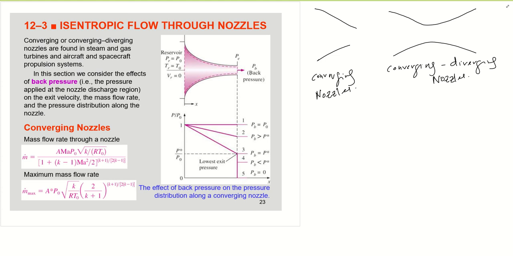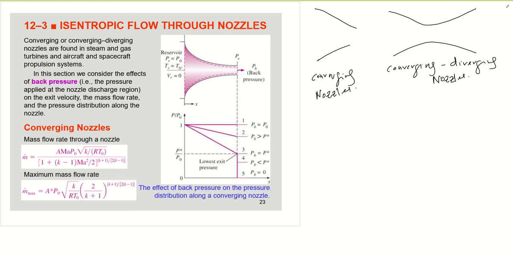Let's analyze this figure. Let's say this is a converging nozzle, and in this video it is also a converging nozzle. Let's say this converging nozzle is attached to a very large reservoir, so the velocity in the reservoir is zero. Since the velocity is zero or negligible, the static pressure is equal to the stagnation pressure, and the static temperature is equal to the stagnation temperature.